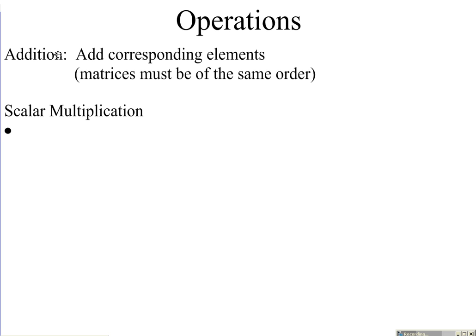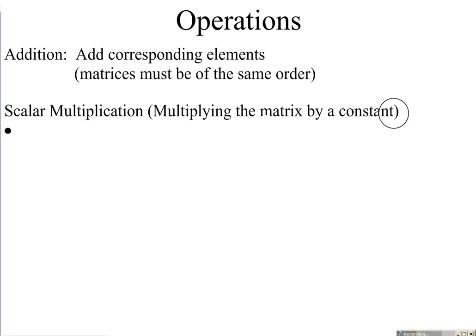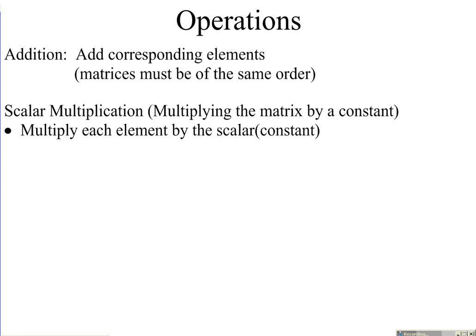Scalar multiplication is just multiplying a matrix by a constant. All you do with scalar multiplication is simply multiply each element by whatever that scalar is. So you basically, somewhat like the distributive property, take that constant and multiply every single thing inside the matrix by the scalar.